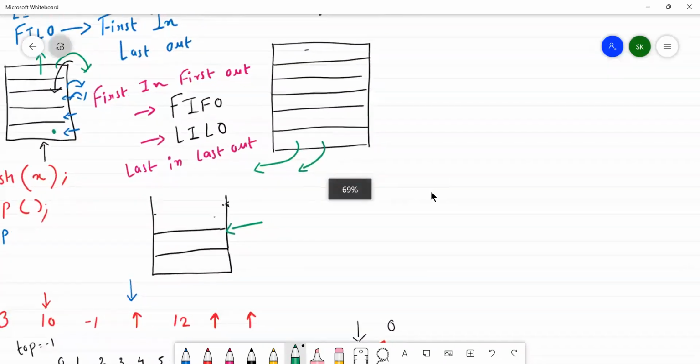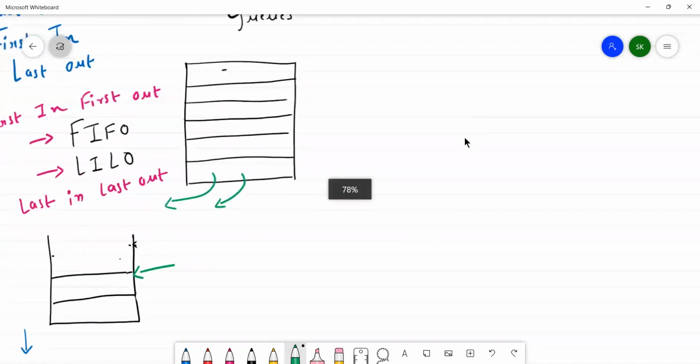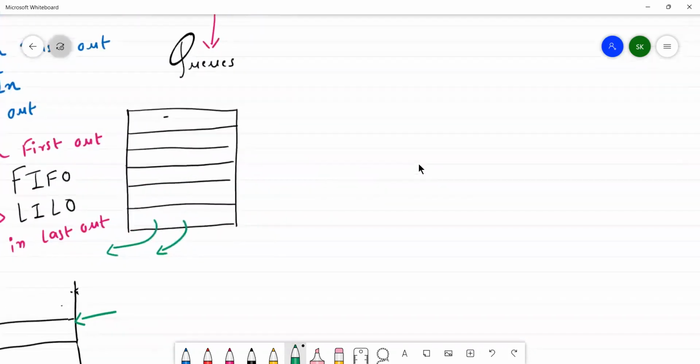Guys, today is the day you can be clear with the concept of stack and queues. We will move on to the questions tomorrow only. So if you have any kind of doubts, any silly doubt, you can just ask.